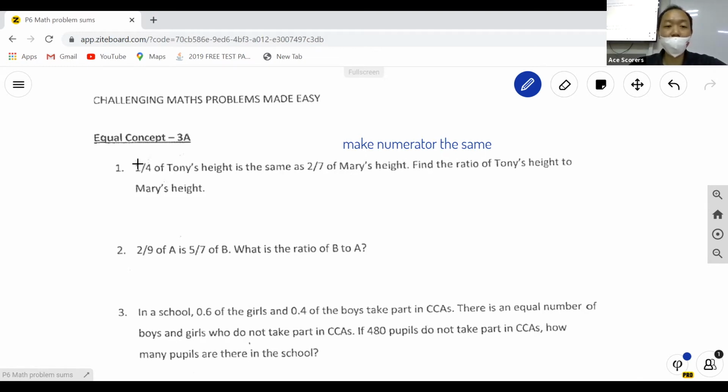So for Tony, instead of 1/4, Tony becomes 2/8. Right? 2/8 of Tony is the same as 2/7 of Mary. Right? Now, what is the ratio of Tony's height to Mary's height? Now I have made the numerator the same, right? So the denominator, this 8, is referring to Tony's side. This 7 is referring to Mary's side. Now the ratio between Tony to Mary is, just take the denominator, it's just 8 is to 7. That's it.